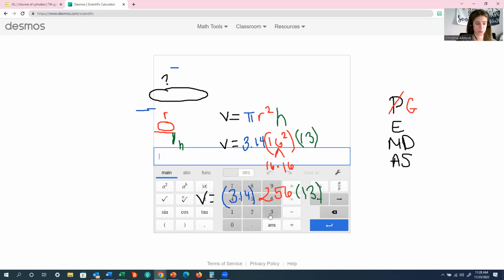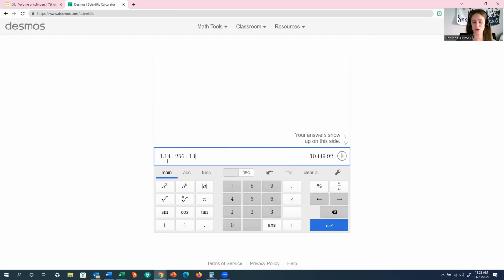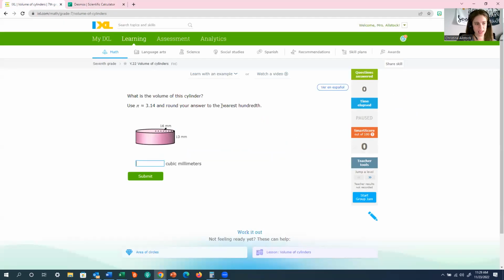But we can just do our multiplication. Once I get this typed in, I will clear the screen so we can see it better. Just don't want to forget any of the numbers. So we had 3.14 times 256 times 13, and that gives us, that's a big number. Looks like we have 10,449 and 92 hundredths. And that answer is already rounded to the nearest hundredth. There's 2 decimal places, so we don't need to do any additional rounding. That would simply just be our answer.